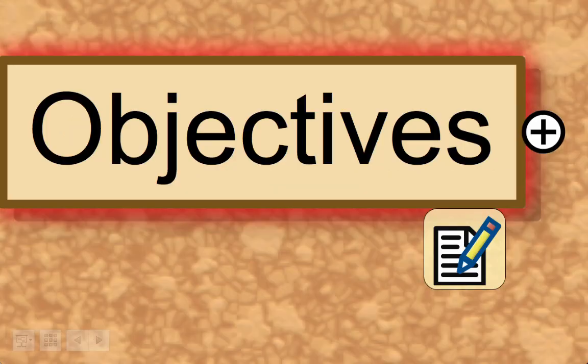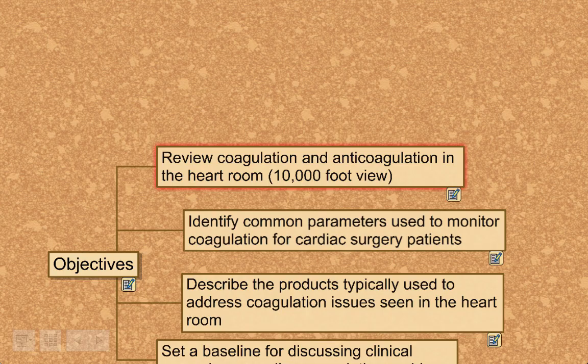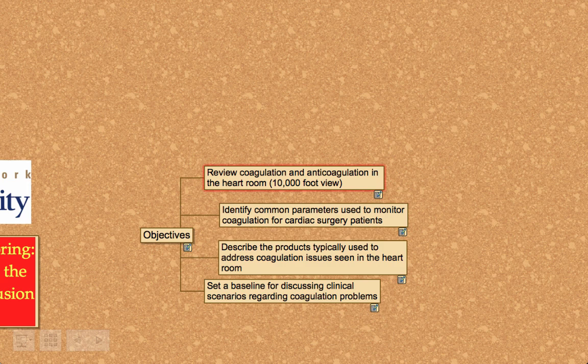The objectives for this talk include a 10,000-foot view of coagulation and anticoagulation. We're looking at a very broad perspective. We're not going to look at all the minuscule detail as if you were a hematologist or a biochemist. We're just going to focus on coag as it applies to our decisions and actions in cardiac surgery.